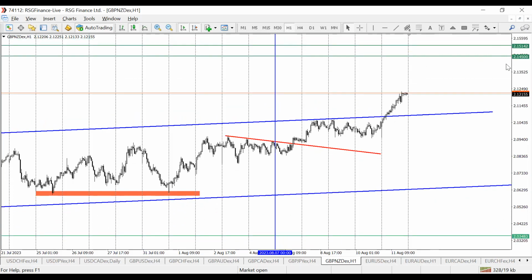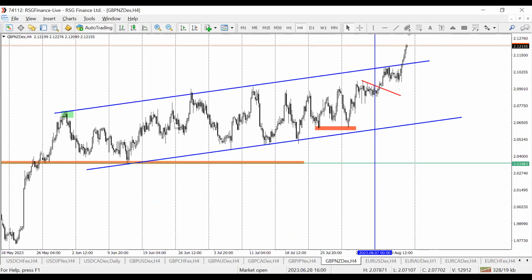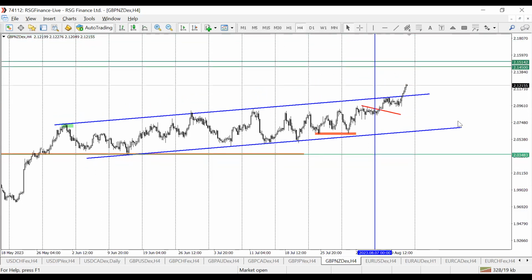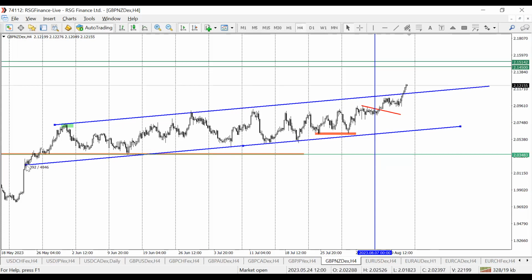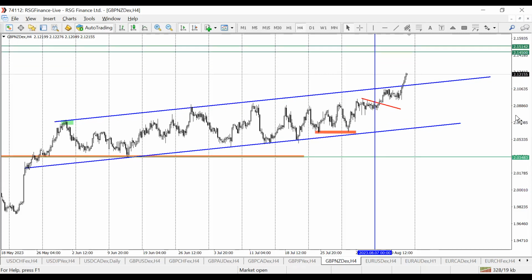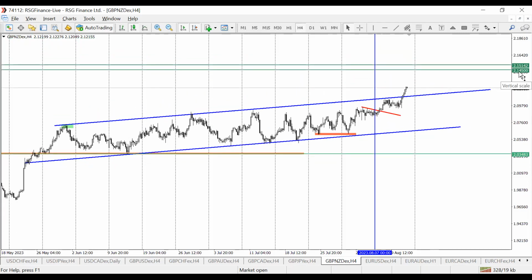Okay, so the next key target will be the 2.1450 level. Okay, so traders, you can see the bigger picture when you go to H4 or look at the daily chart, but I'll prefer to work with the H4 time frame in this case, because now we're seeing a fantastic breakout from the channel pattern, and the profit target is already given, 2.1450. A break above that, we will look to go even higher, at least 50 pips higher, to the 2.1514 level. That's Great Britain pound, New Zealand dollar.